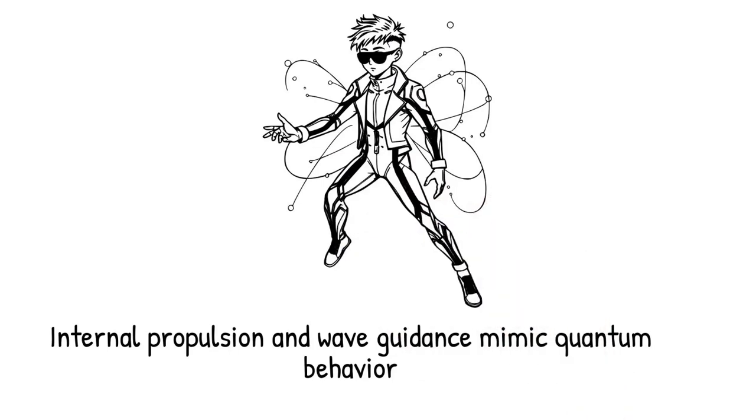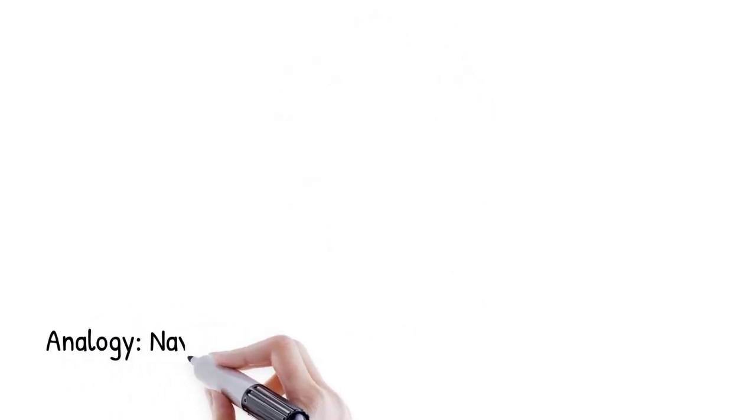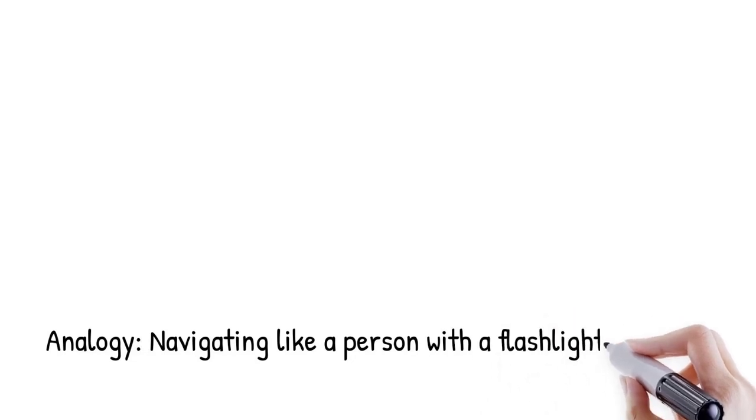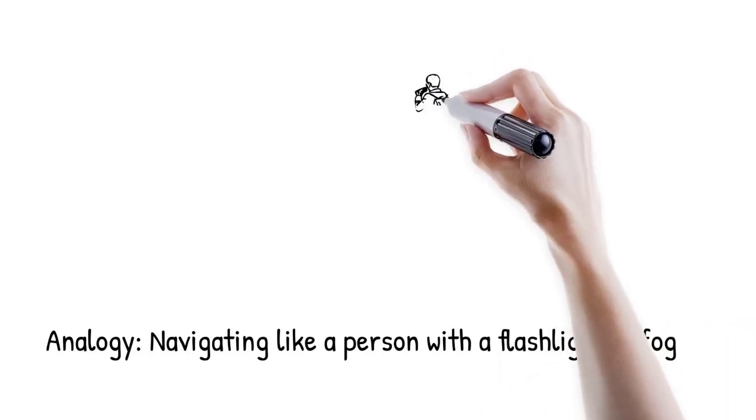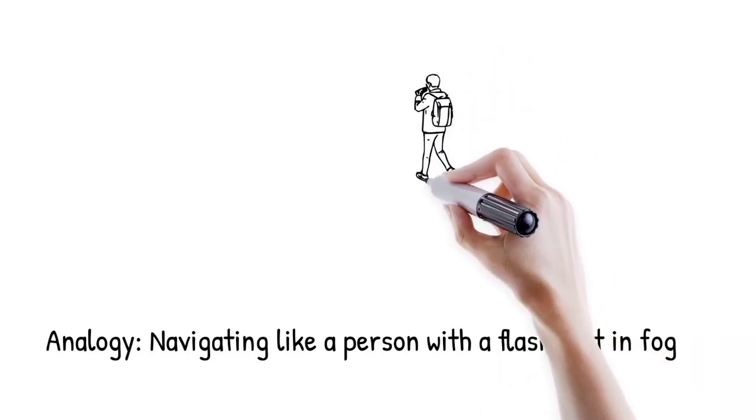Walking droplets on an oil bath show diffraction patterns when passing through slits, despite being classical objects. It's like a person walking through fog with a flashlight. They move according to how the light they generate reflects from their surroundings.